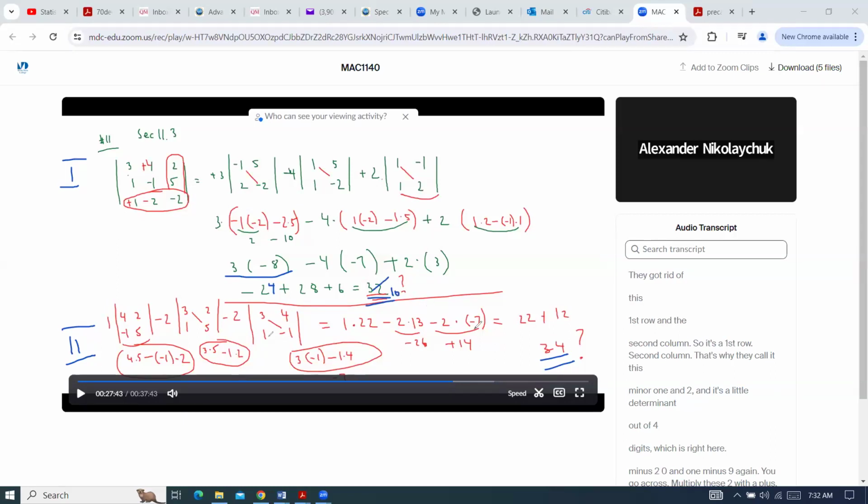And same here, I think, double check this. We have 22 minus 26 and plus 14. So is that going to be also 10? Looks like 36, right? If you put these two together, it's 36 minus 26. Yes, it is. And that equals 10.